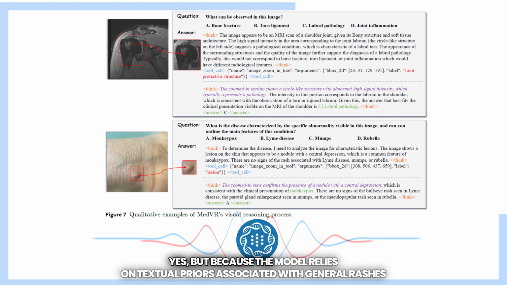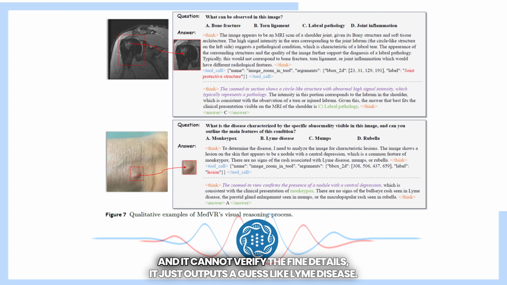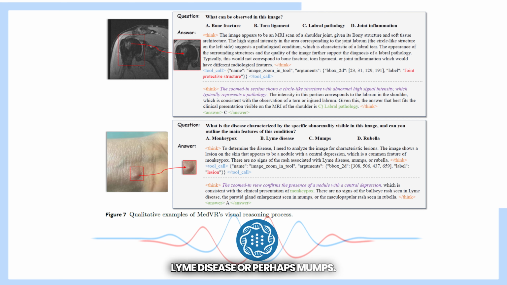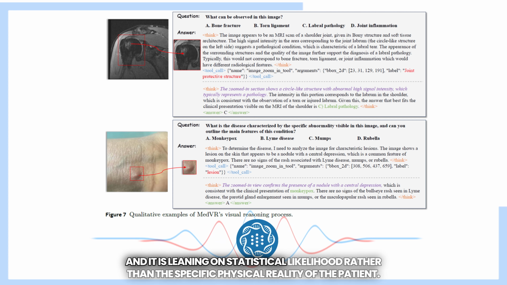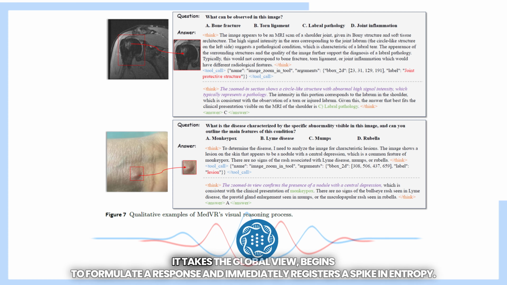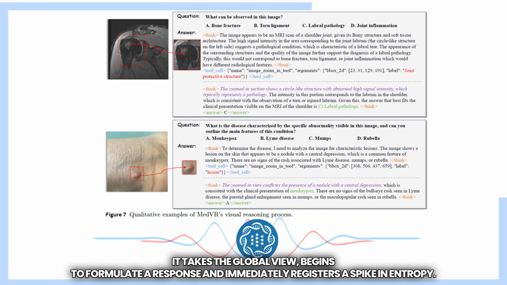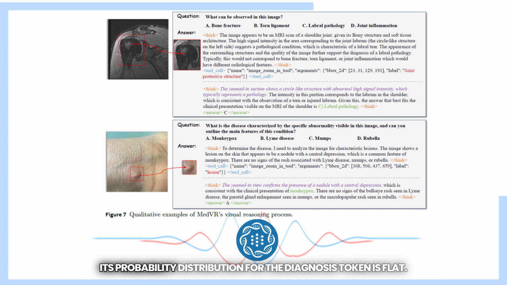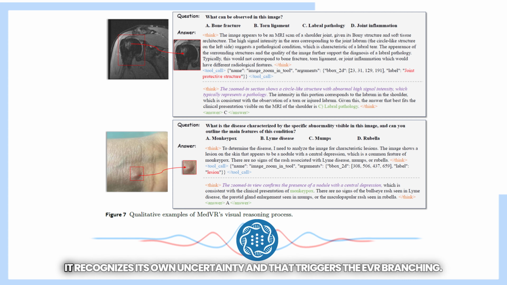Yes. But because the model relies on textual priors associated with general rashes, and it cannot verify the fine details, it just outputs a guess. Like Lyme disease, or perhaps mumps. It is leaning on statistical likelihood rather than the specific physical reality of the patient. But MedVR processes the exact same initial image, and its internal architecture reacts completely differently. How so? It takes the global view, begins to formulate a response, and immediately registers a spike in entropy. It senses that doubt. Yeah, its probability distribution for the diagnosis token is flat. It recognizes its own uncertainty, and that triggers the EVR branching.